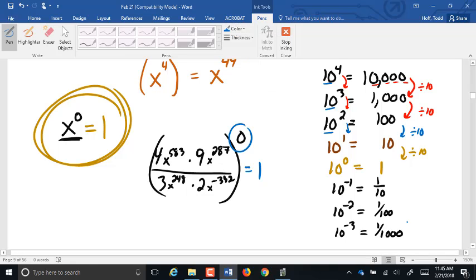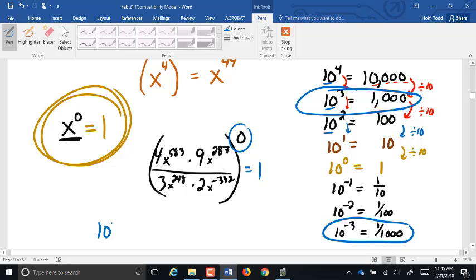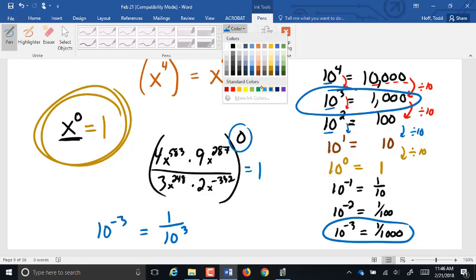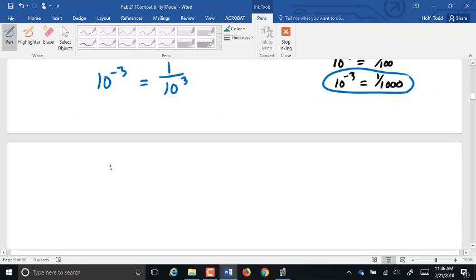And what we find is there's a relationship between the negative powers and the positive powers. 10 to the power of negative 3 is the reciprocal of 10 to the positive 3. 1 over 1,000, of course, is the reciprocal of 1,000. So if we have 10 to the negative 8, that's just 1 over 10 to the power of 8, or 1 over 100 million.